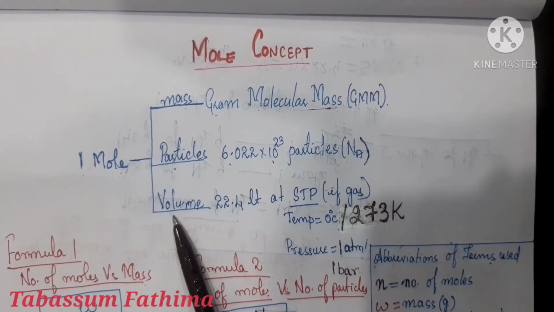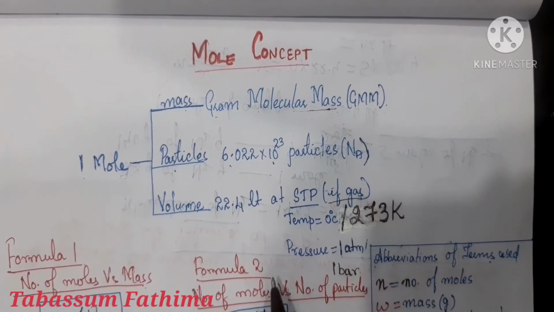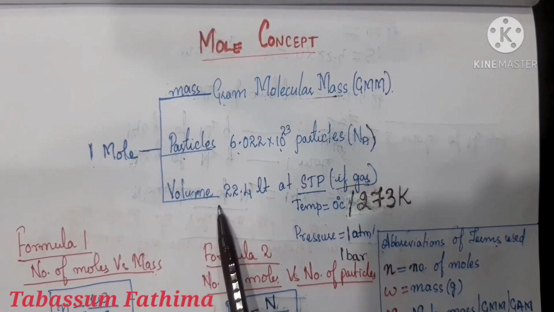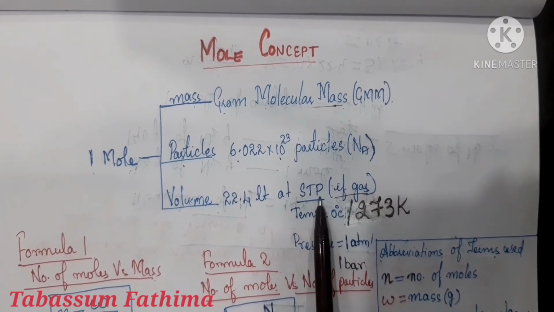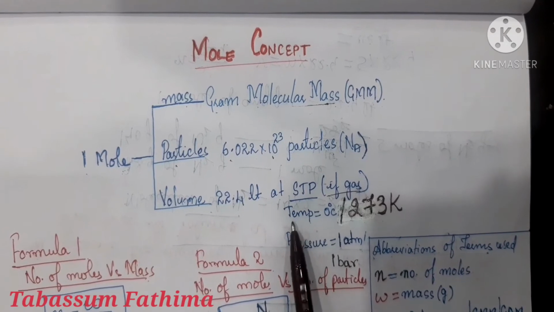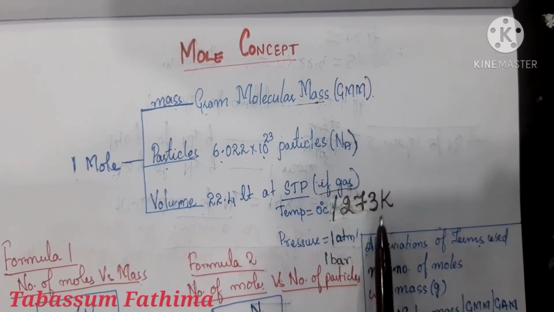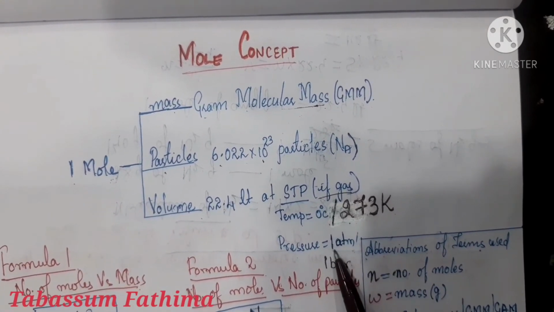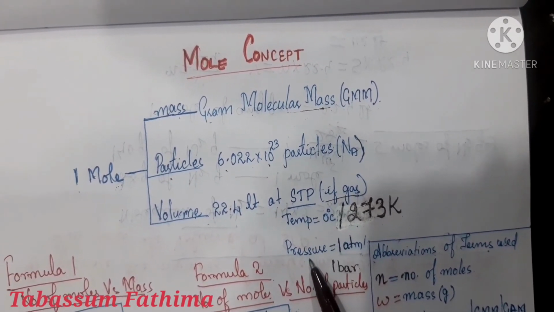Now coming to volume, volume is exclusively only for gas. If it is a gas, we use this term. So 1 mole of any gas occupies a volume of 22.4 liters at STP. STP is the standard temperature and pressure. Temperature is 0 degrees Celsius, but we always take it in terms of Kelvin, that is 273 Kelvin. And pressure is 1 atmosphere or 1 bar. So this is the STP condition.